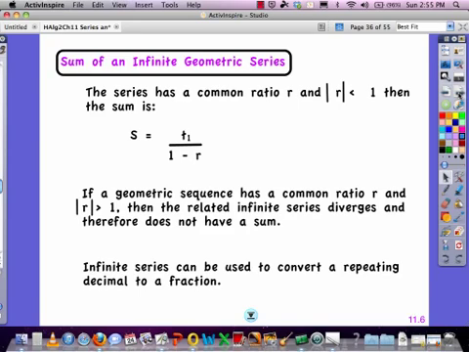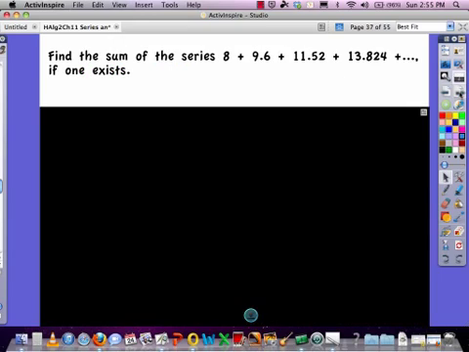But an infinite series can be used to convert a repeating decimal to a fraction. So we're going to show how to do that as one of our examples. So I think we're ready to go. We've now given a definition of when it diverges, etc. So here we go. Find the sum of the series 8, 9.6, 11.52, 13.824, and so on and so on, if one exists.